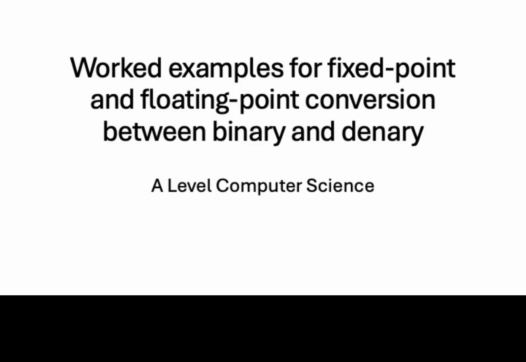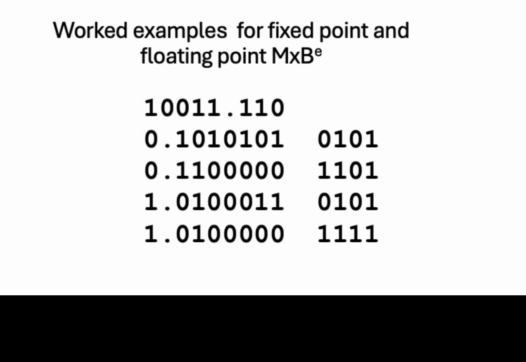The aim of this video is to help students revise for fixed and floating point conversions for computer science. These are the 5 examples, 1 fixed and 4 floating point, that I'm going to use. We have various positives and negatives in the mantissa. If you're feeling confident, pause the video now and have a go at trying to do them before watching the video.